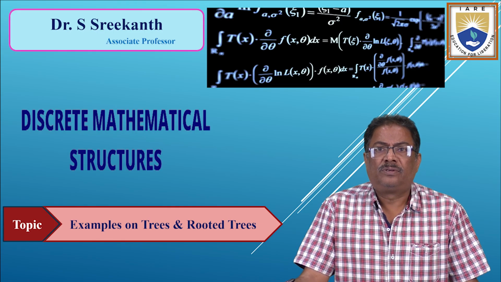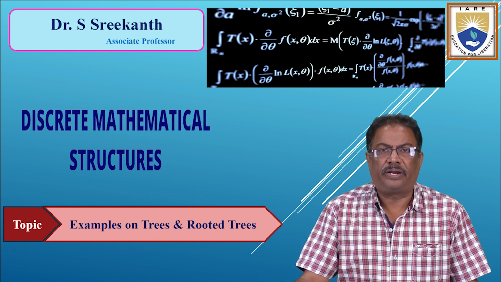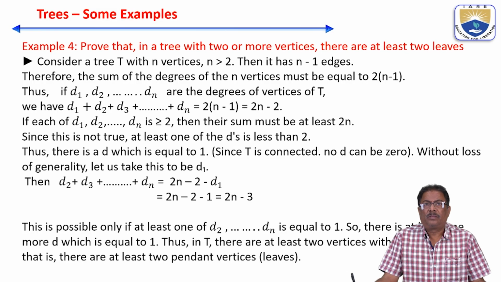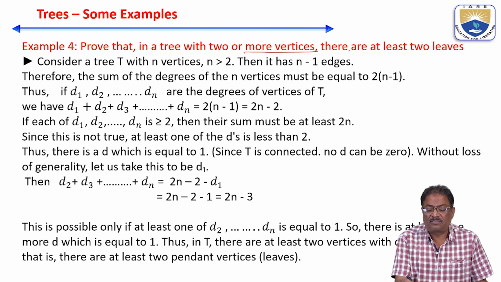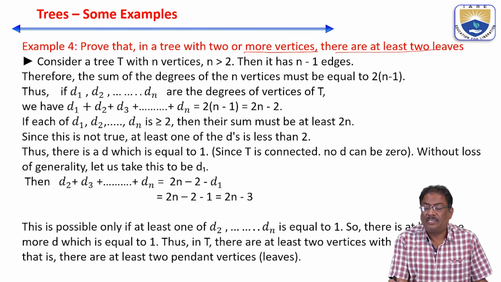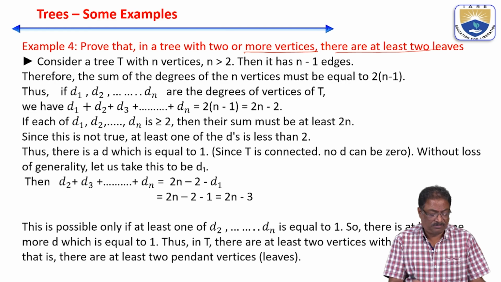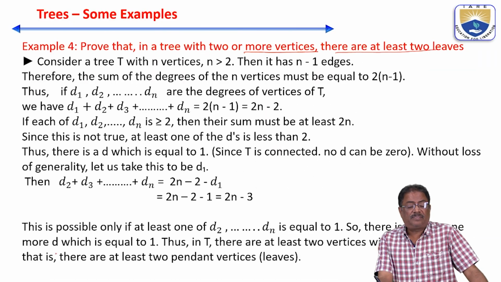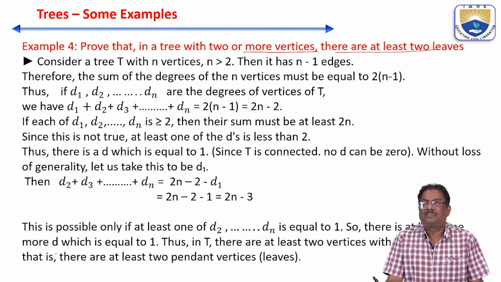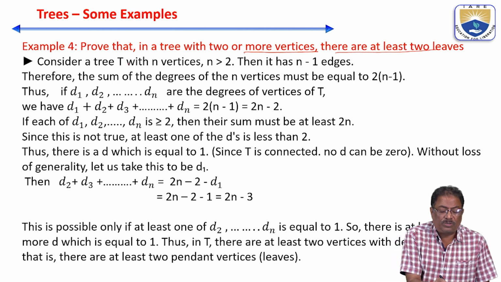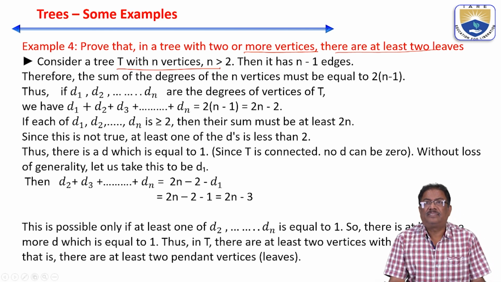Welcome to this session. Today we are going to discuss some more examples on trees and rooted trees. So here, prove that in a tree with two or more vertices, there are at least two leaves. That means in any tree which is having more than two vertices, there will be at least two leaves. So now we are going to consider a tree which is having more than two vertices.